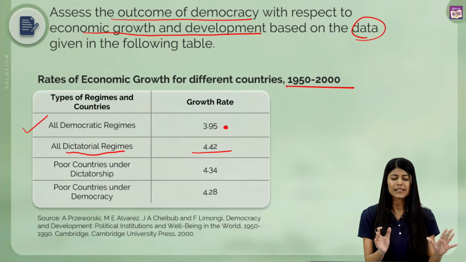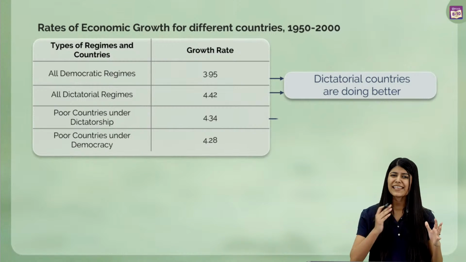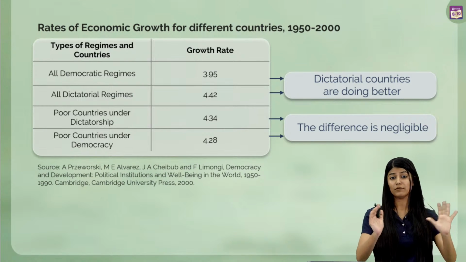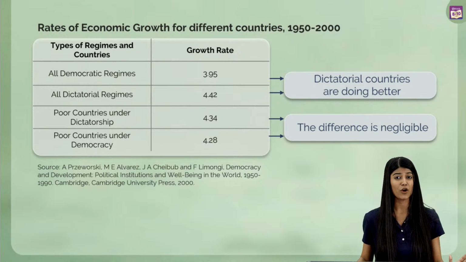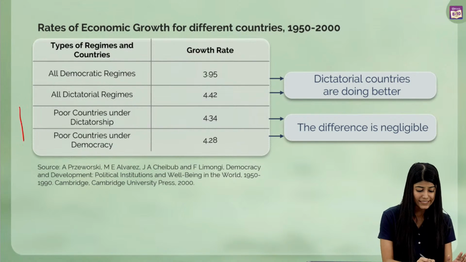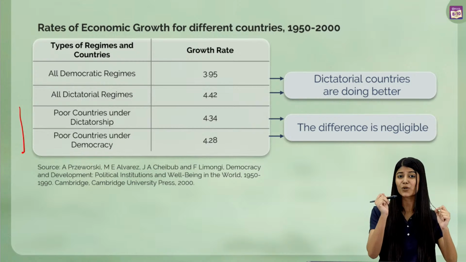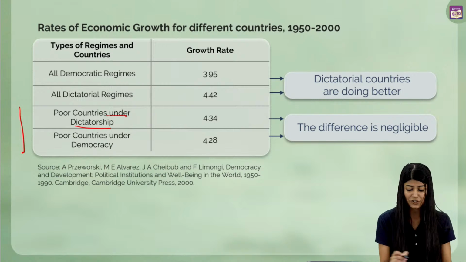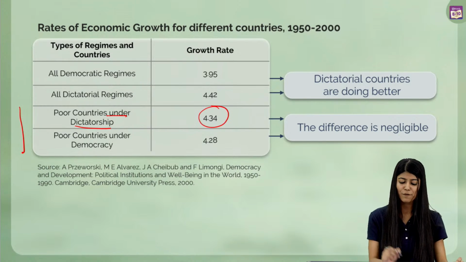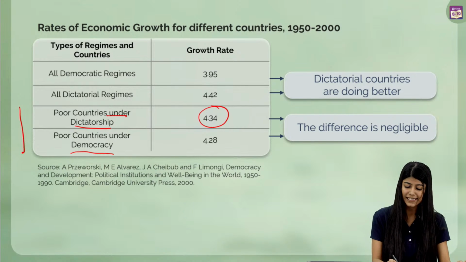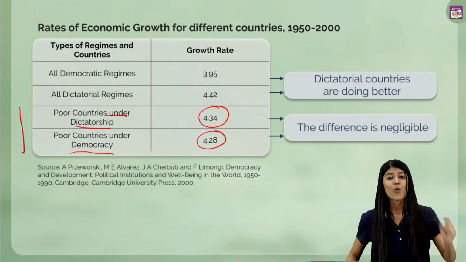So what can we understand from this data? Can we say that democracy is affecting the economic growth? Or can we say that dictatorship is the best when it comes to economic growth? Can we conclude that? No, absolutely not, because now let's see what happens to the poor countries. What is the growth rate of the poor countries there? So poor countries under dictatorship, the growth rate is 4.34%, and under democracy, the growth rate is 4.28%. What do we see from here?